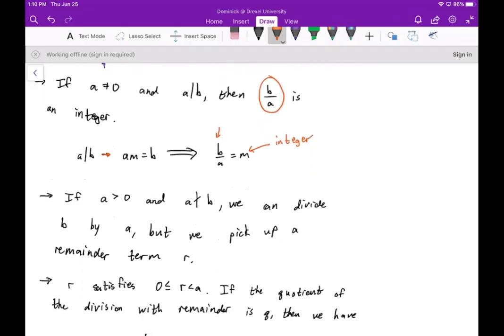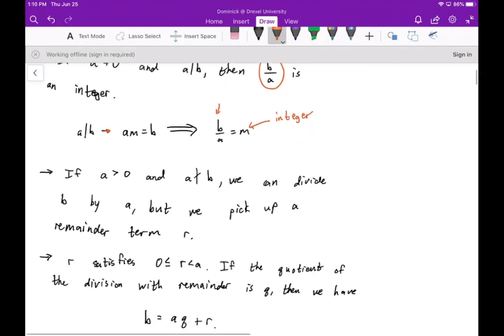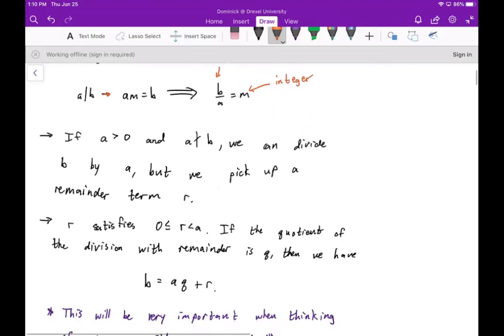Now, if a is bigger than 0 and a does not divide b, we can still divide b by a, but we will pick up a remainder term, which we'll call r. Now, r is greater than or equal to 0, and it would equal 0 if a divides b. If it doesn't divide b, then r is at least 1, but less than a, because if it is a, then that means that it divides it.